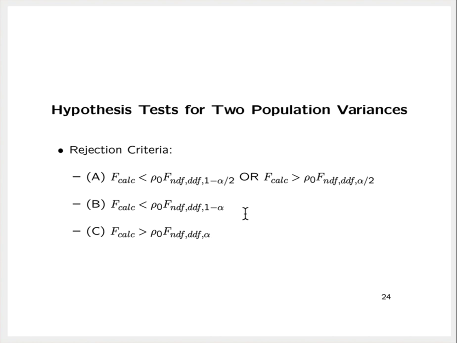For a left-tailed test, we're going to reject the null hypothesis if F-calc is less than rho sub 0 times the upper 1 minus alpha percentage point of the appropriate F distribution. And for a right-tailed test, we'll reject the null hypothesis if F-calc is greater than rho sub 0 times the upper alpha percentage point of the F distribution with the appropriate degrees of freedom.